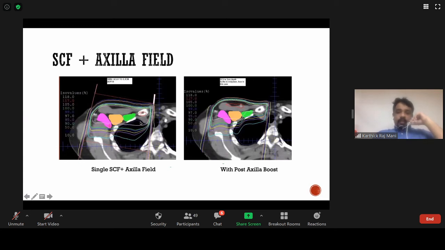So in this scenario, when you want to cover level 1 and level 2 axilla, just giving a posterior field with a small weightage, you are able to reduce the dose to the apex of the lung. This is the scenario when you will use a posterior axilla field: it is going to improve the homogeneity of all 3 levels of axilla and reduce the dose to the apex part of the lung.